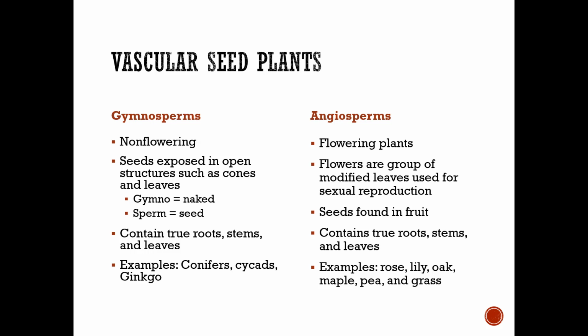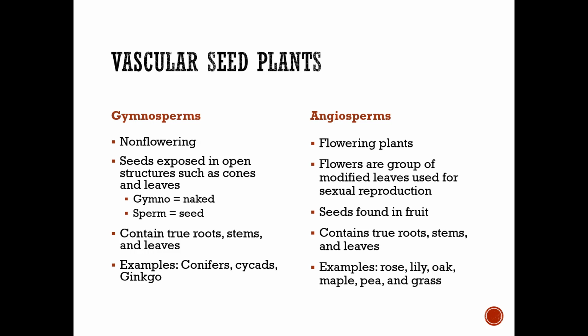So I mentioned this earlier, gymnosperms are non-flowering. The seeds are exposed in open structures such as cones and leaves. Gymno means naked, sperm means seed. They contain true roots, stems, and leaves, and the examples here are conifers, cycads, and ginkgo.